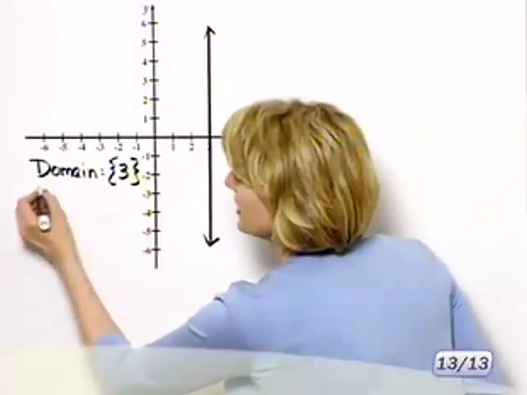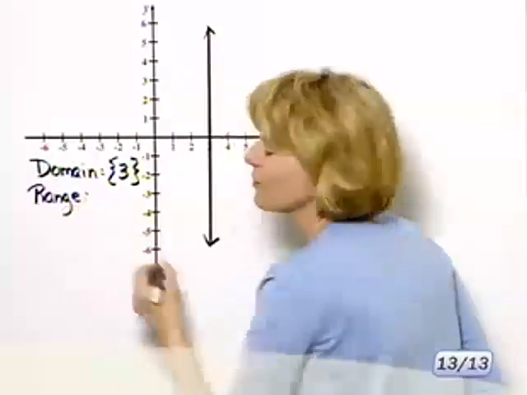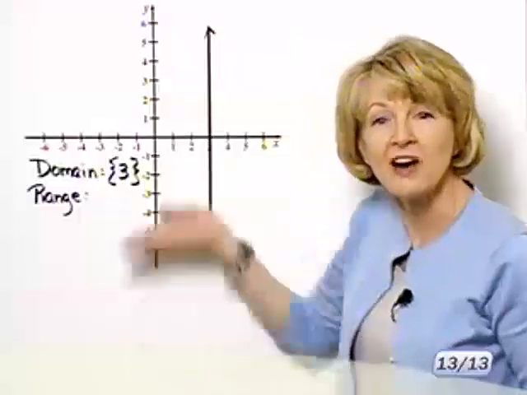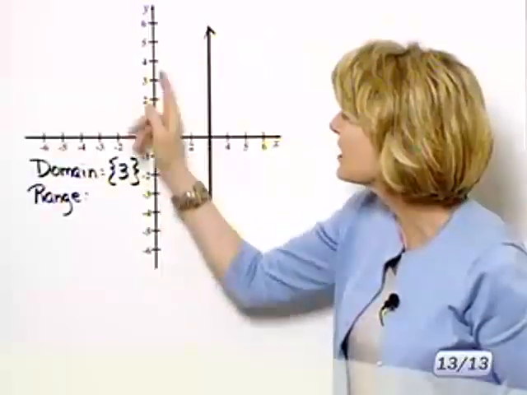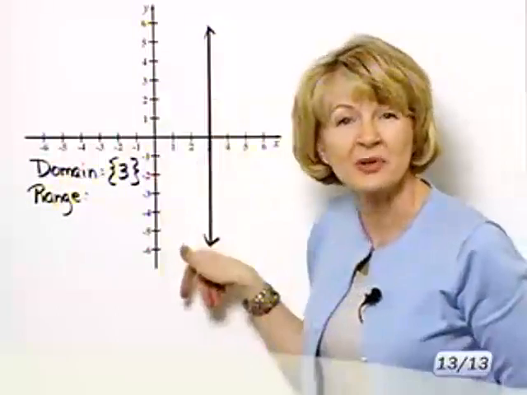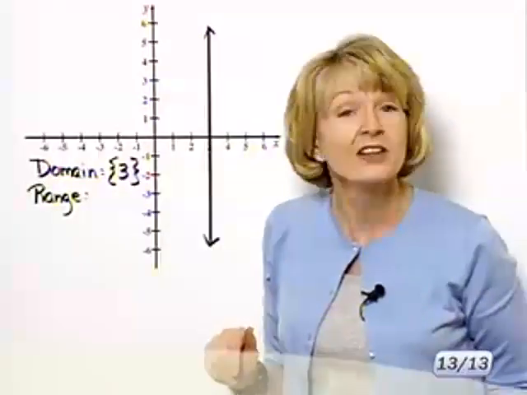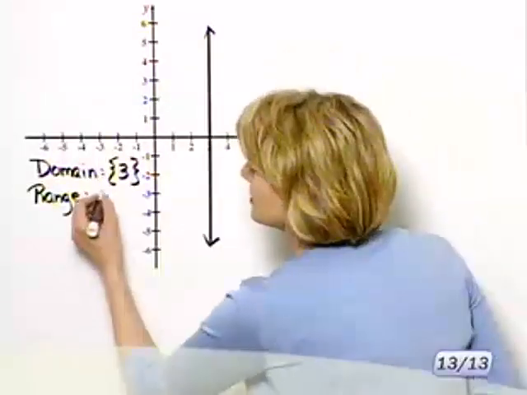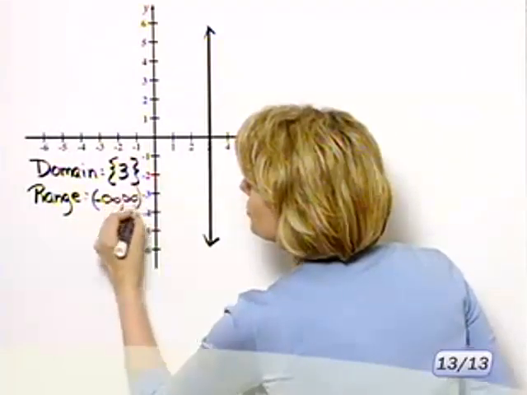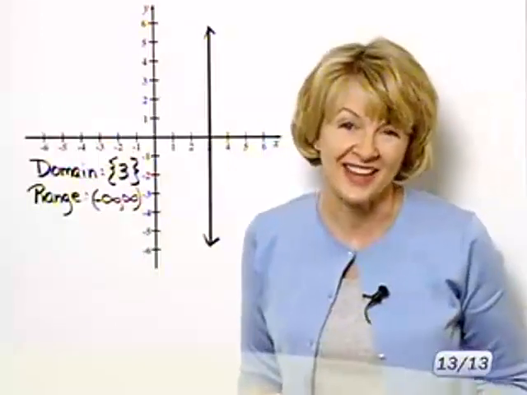What about the range? What do we think about for range? For range, we think about how far down does the graph go and how far up, because range has to do with y values. So how far down? Well, this is approaching negative infinity. How far up? This is approaching infinity. So what is the range of this relation? It's from negative infinity to infinity. There's the domain and range of this relation.